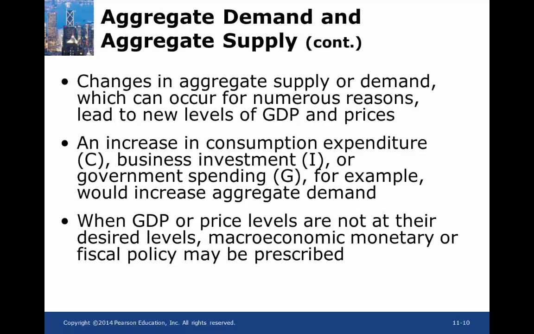Changes in aggregate supply or demand, which can occur for numerous reasons, lead to new levels of GDP and prices. An increase in the consumption expenditure C, business investment I, or government spending G, for example, would increase aggregate demand. When GDP or price levels are not at their desired level, macroeconomic, monetary, or fiscal policy may be prescribed.